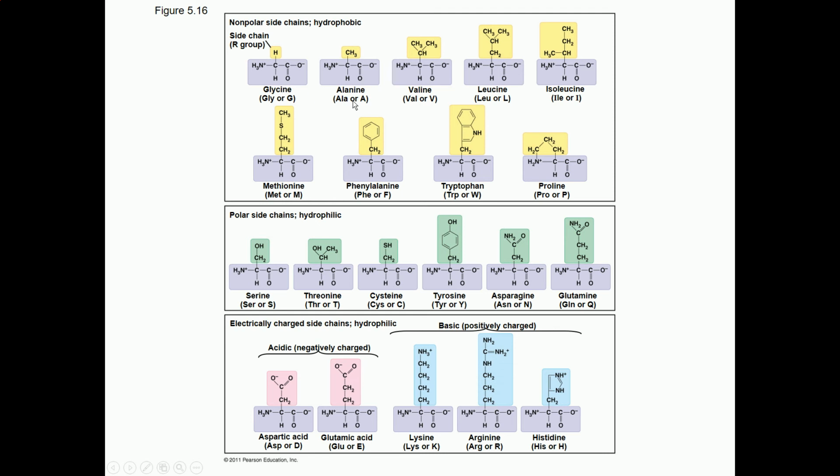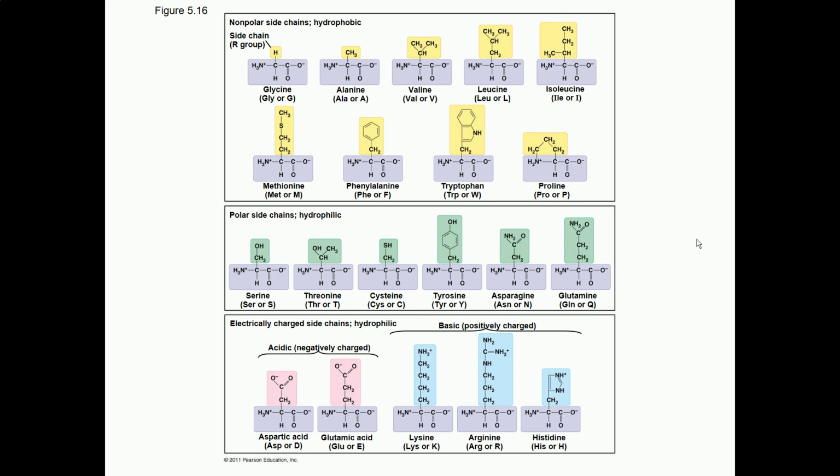This is glycine. This is alanine. The R group is CH3. Valine, it has this R group. Leucine, it has this R group. Isoleucine, it has this R group. So you can see here, there are 20 different amino acids.